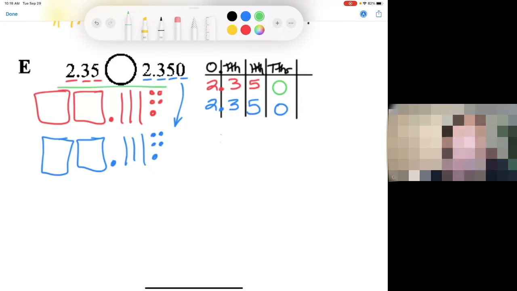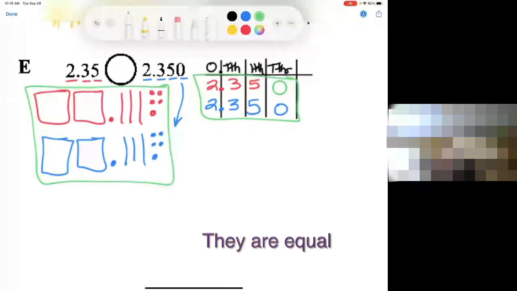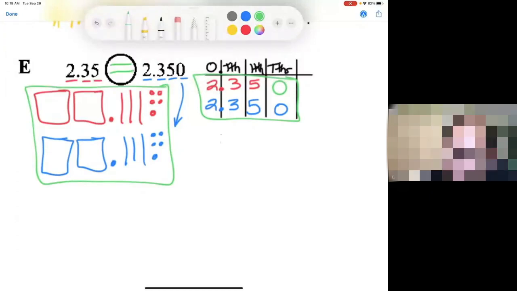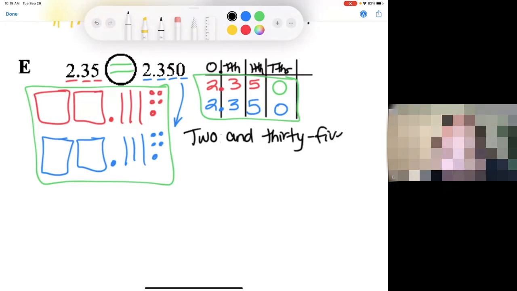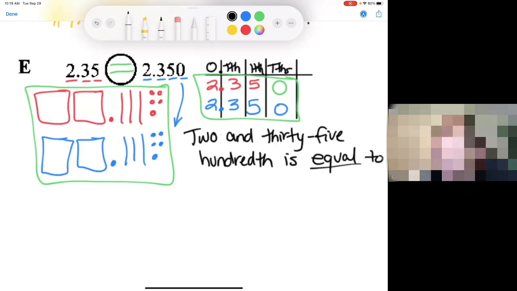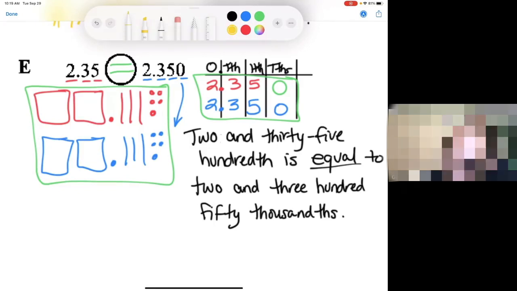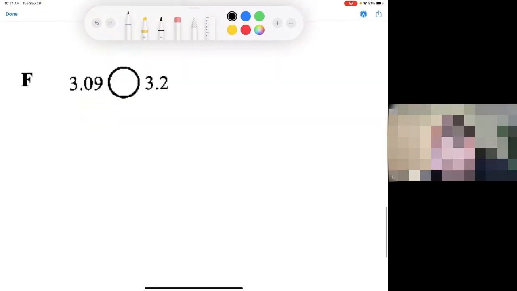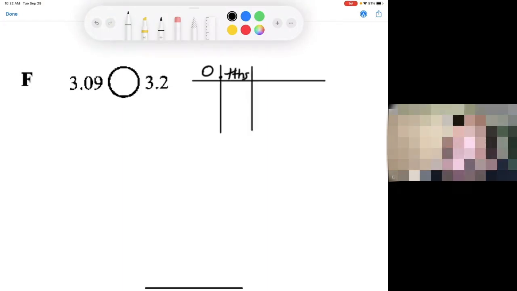Okay, so what can you tell me? So let's write it down. Okay, 2 and 35 hundredths is equal to 2 and 350 thousandths. And if we write it down money-wise, we can see clearly that $2.35 is equal to $2.35.